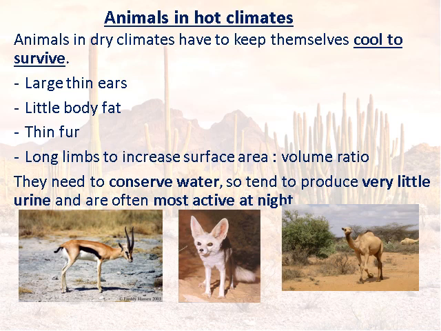Another adaptation of animals in hot climates is they need to conserve water, so they tend to produce very little urine and they're most active at night when it's cooler. That reduces the chance of them dehydrating and overheating. Obviously that one there is a functional adaptation.